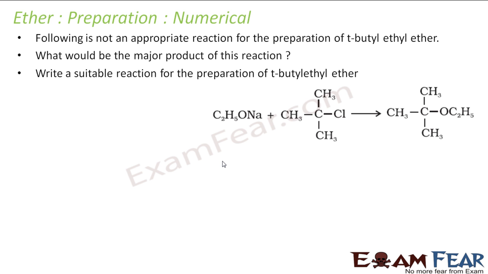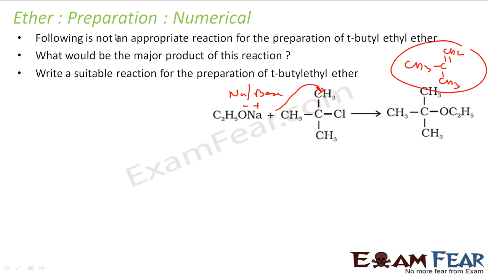Let's take some numericals now. The question says: the following is not an appropriate reaction for tertiary butyl ether. We have seen just now, this is O minus Na plus, my nucleophile which wants to attack, but since there is no place to attack at this carbon, and since it is both a strong nucleophile and a strong base, it will attack one hydrogen here, pulling the hydrogen and the chlorine out. So it will go for an elimination reaction. What product you'll get is something like this. So this is not appropriate, and this is the product.